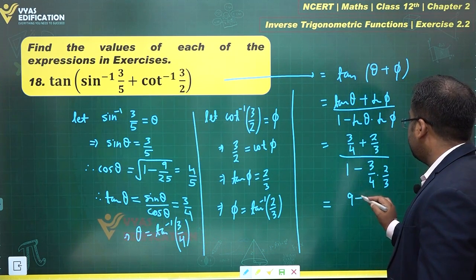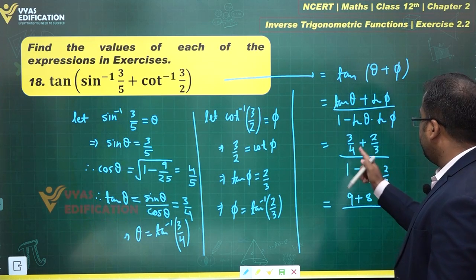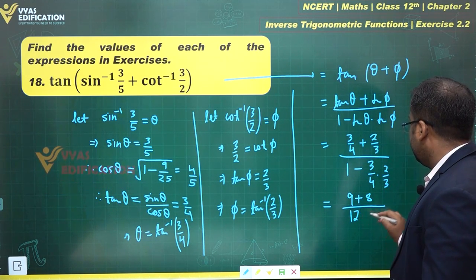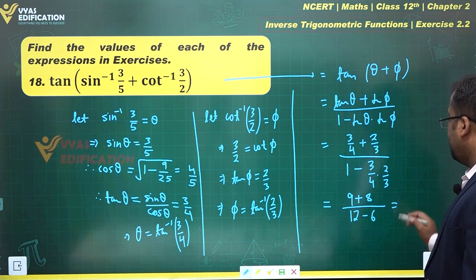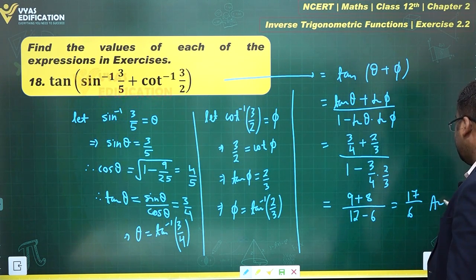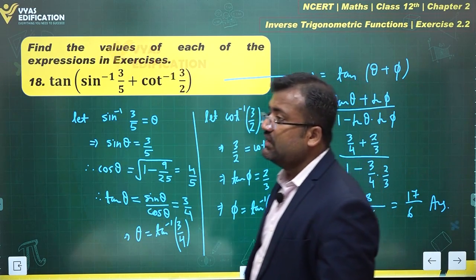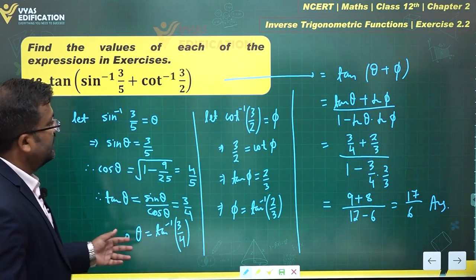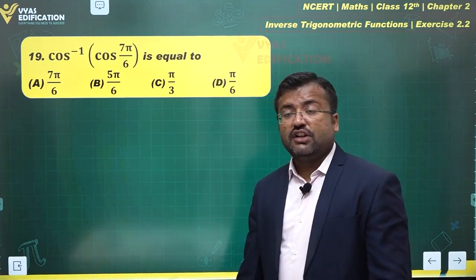This is 9 plus 8 upon 12, over 12 minus 3 times 2, that is 6. What do you get? 17 over 6. That's my final answer for this question. That's all? Yes. Let's try and solve this question next.